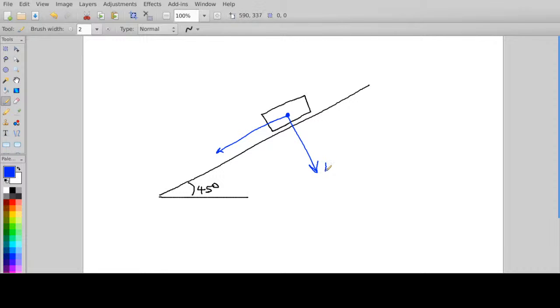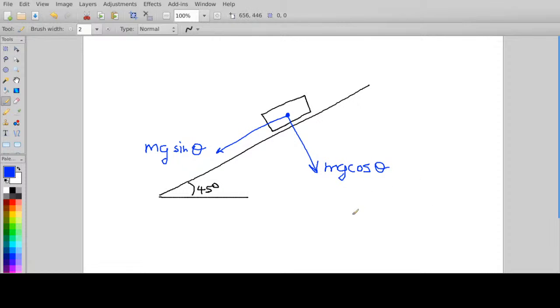Now this one here is calculated by mg cosine theta. That's the formula for that one. And this one is mg, and if one is cosine, the other one is sine. Sine theta.